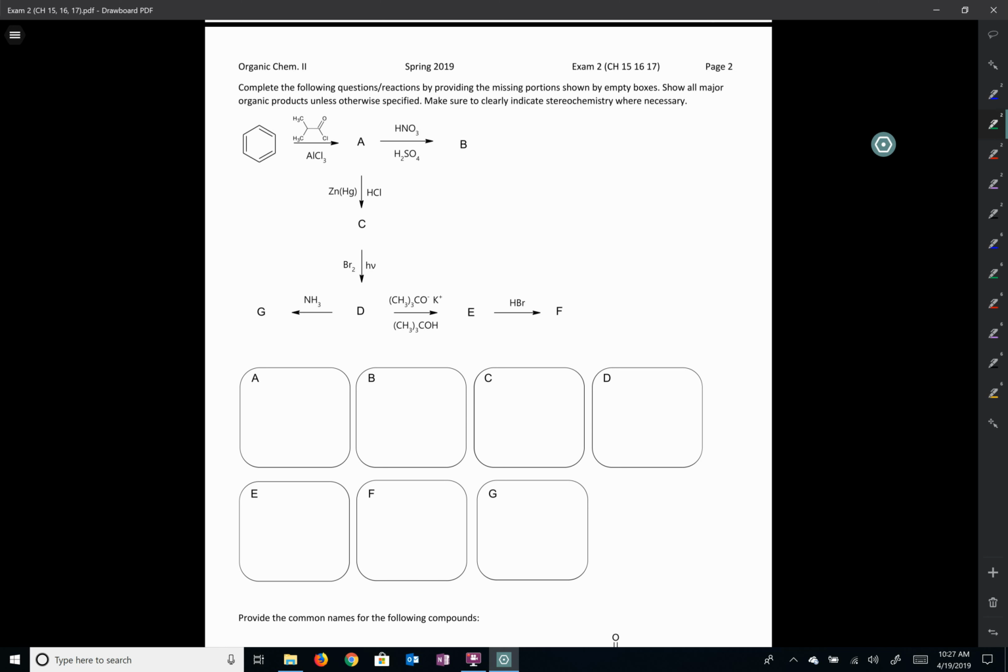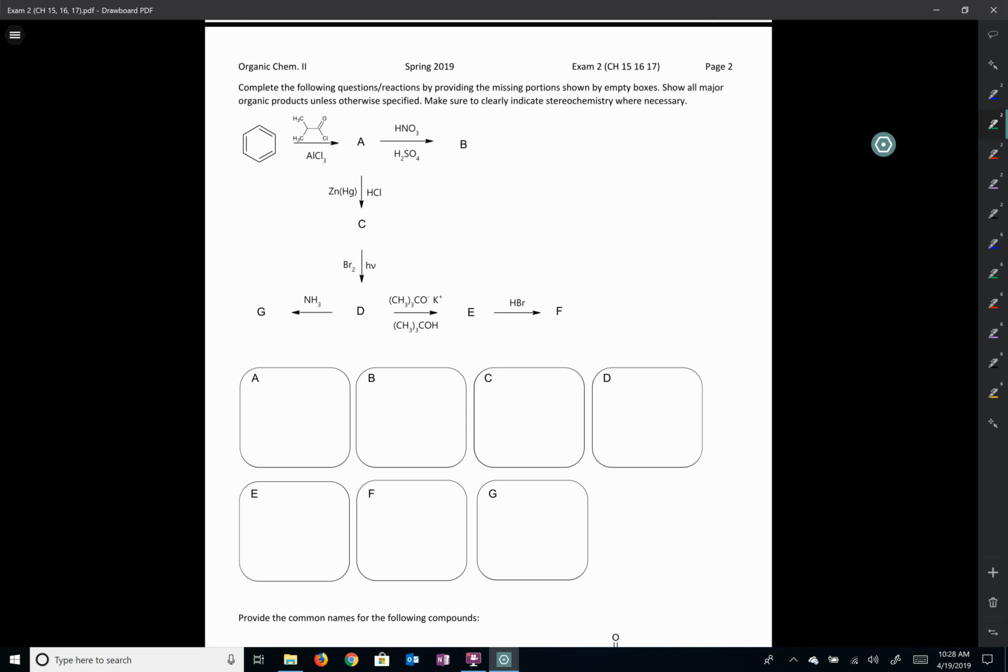Today we're looking at page 2 from exam 2 from the spring semester, and the first part is asking us to go through a series of multi-step synthetic pathways here to see what our product is going to be. So let's follow through our synthesis and see what we can come up with here.